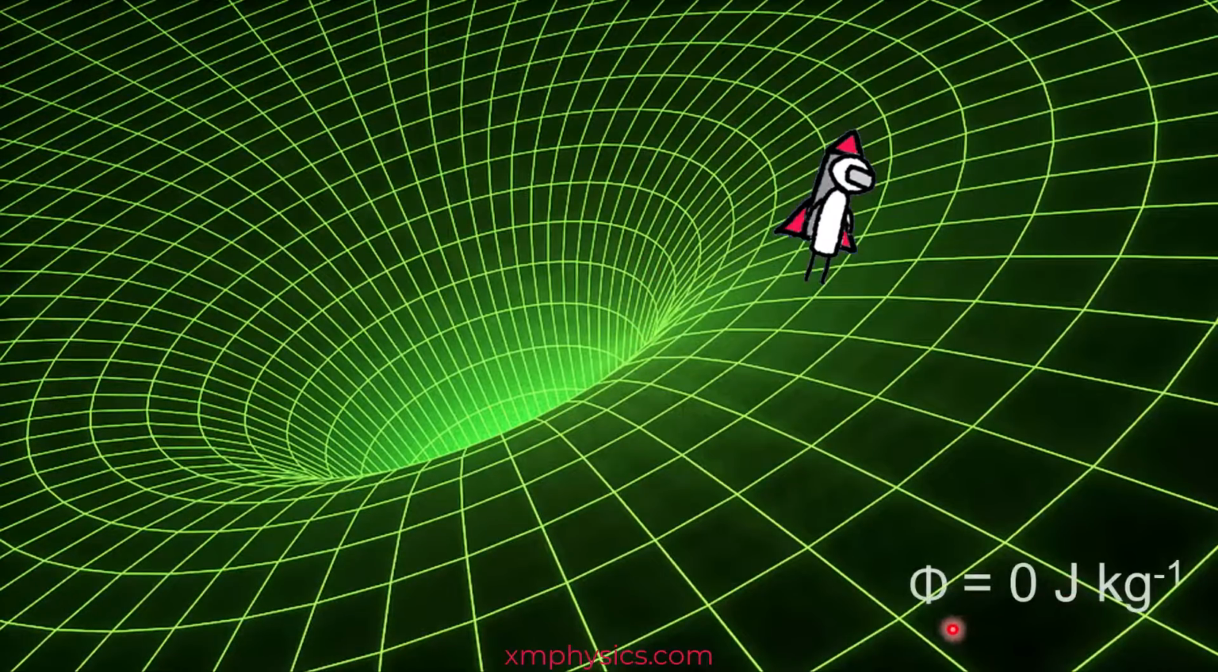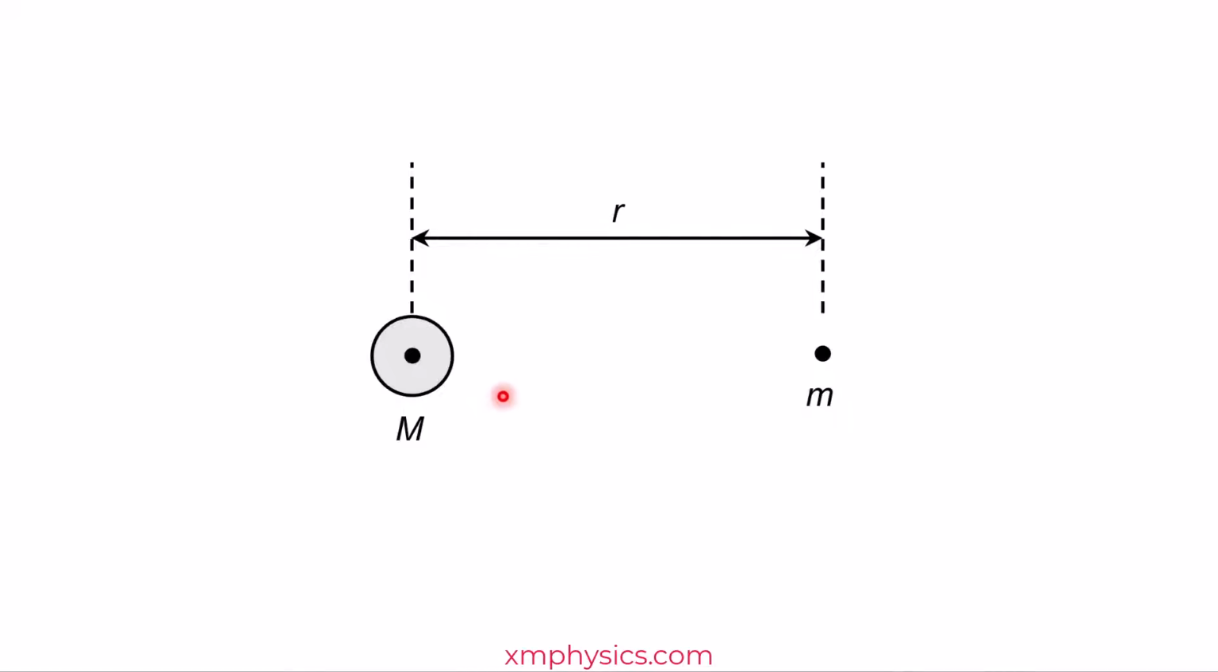Far, far away, the gravitational potential would still be 0 joules per kilogram, but centered about the Earth is some very negative gravitational potential. So let's think through this carefully. So we have big M here and small m here. As m is moved around big M, it gains and loses GPE. What is the GPE? Negative GMm over R. We have learned this before.